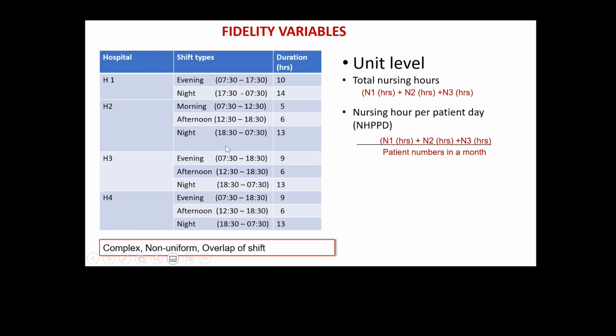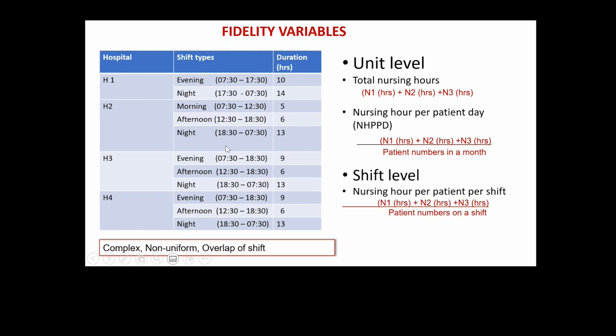And then the nursing hours per patient day takes that total sum, and if we were considering that value in a month, we divide it by the patient numbers in the month. It's a way of recognizing that patient numbers will fluctuate irrespective of the total nursing hours put in. But the third variable is a shift level variable.